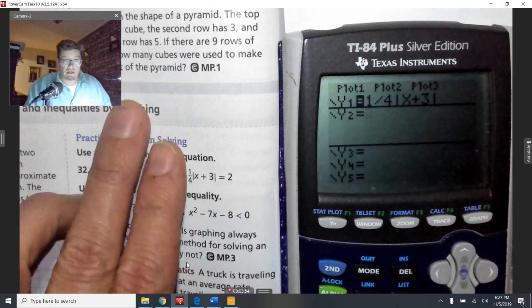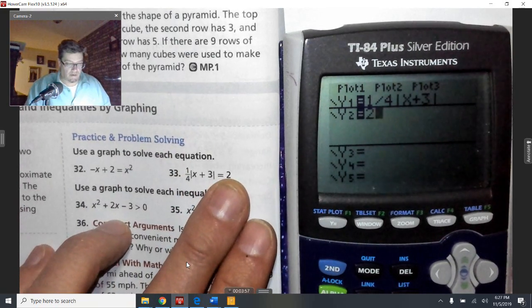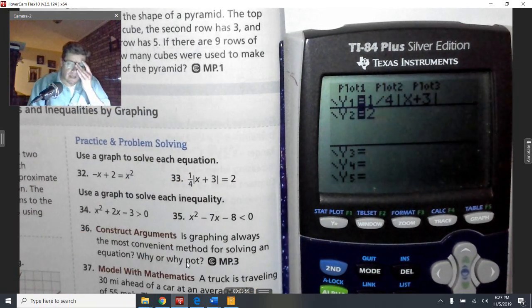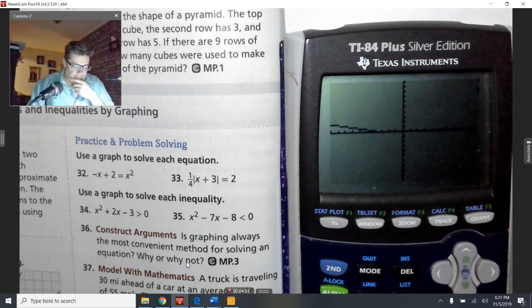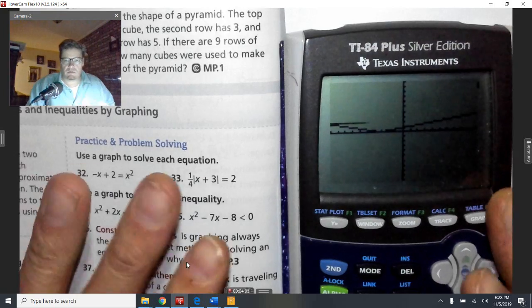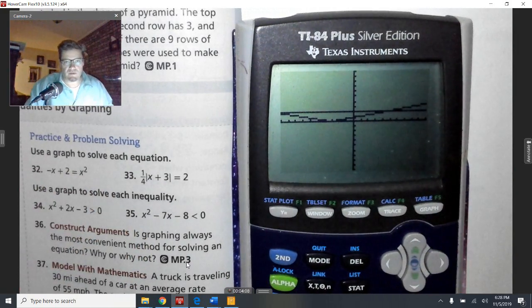This one needs to be cleared to just 2. I want to see where it intersects with the equation y equals 2. So I go zoom, standard. There's the absolute value, very spread out. It looks like I have 2 intersections.